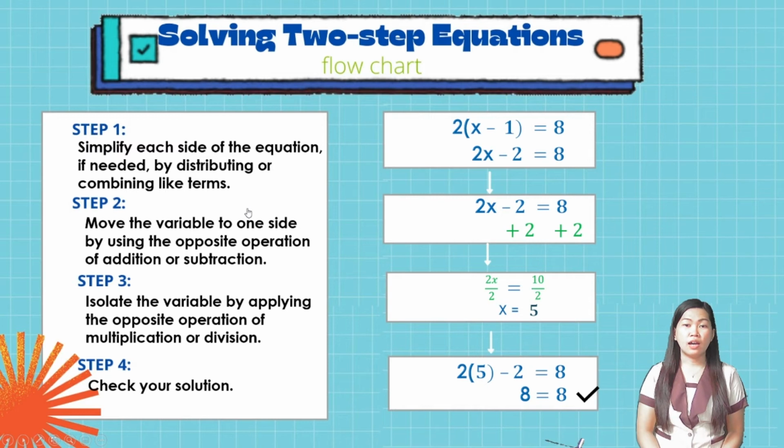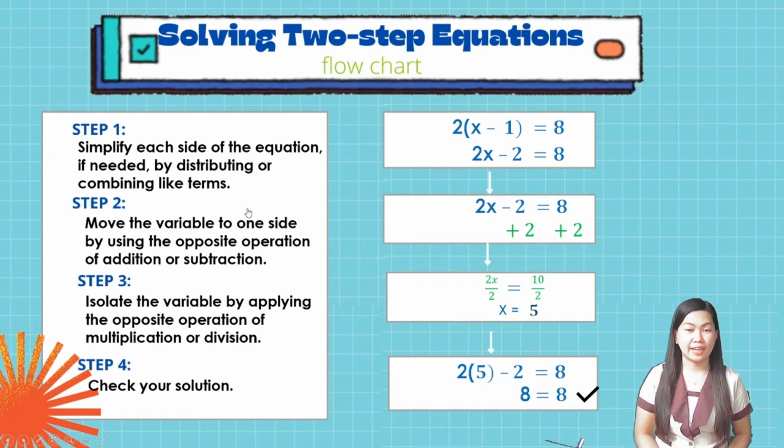And now, let us check if our answer is correct. By checking, we need to substitute the value of x, which is 5, to the given equation, 2 times the quantity of x minus 1 is equal to 8. We have 2 times 5 minus 2 is equal to 8. 8 is equal to 8, and this makes the equation true. And this means that our answer is correct.